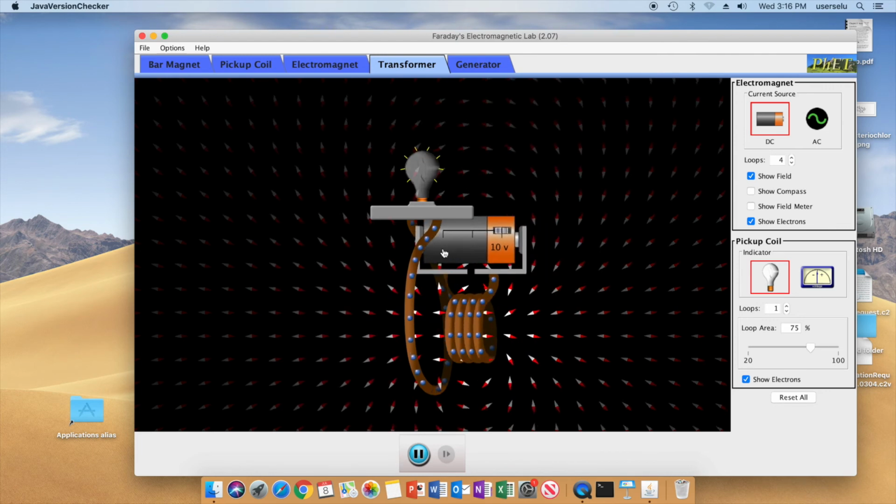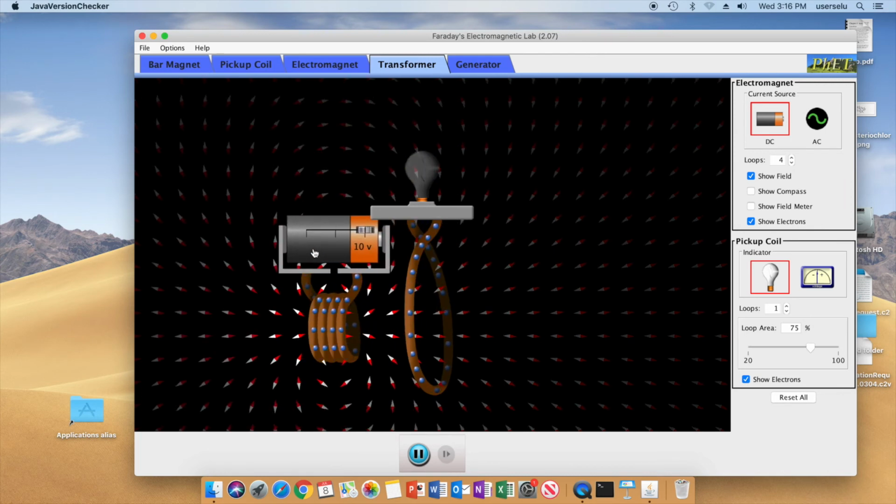Now again, move it in, change of flux, light, current flows. Stationary charge, constant flux, no delta phi delta t, no current flowing.